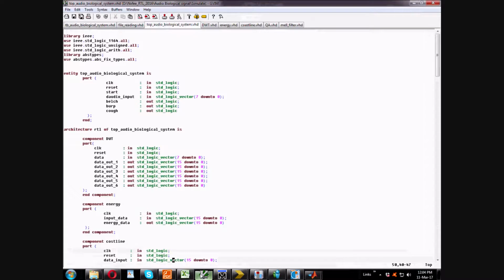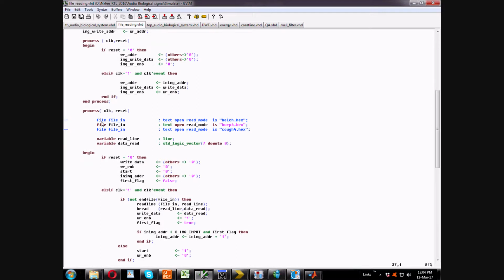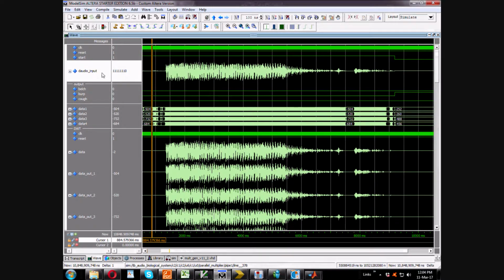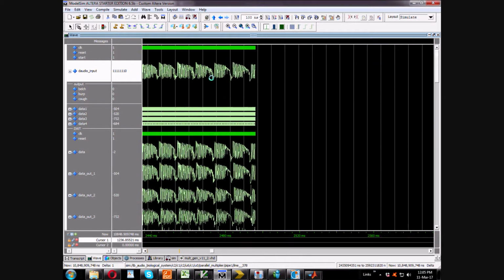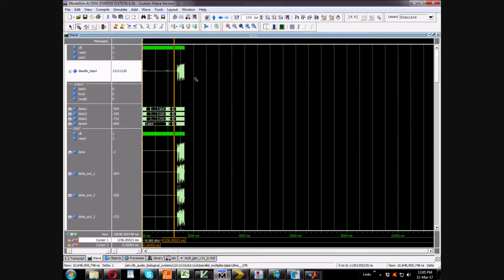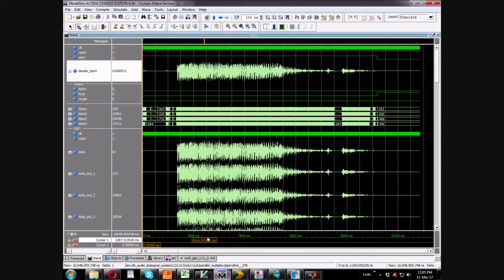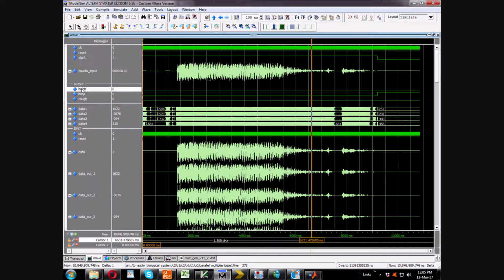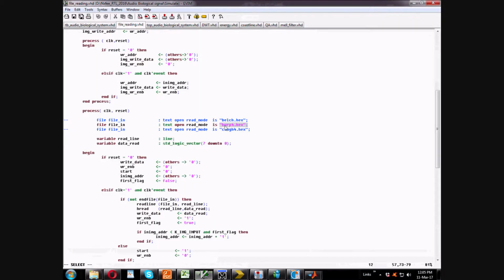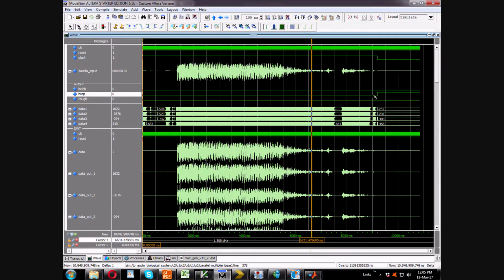Now the file reading code: the file input is burp. This is the burp output, the digital audio input, an audio signal for burp. At the end of the file reading, the start goes low, and then it identifies which signal this is, whether bleach, burp or cough. Here it is given for burp, so the burp will be identified.